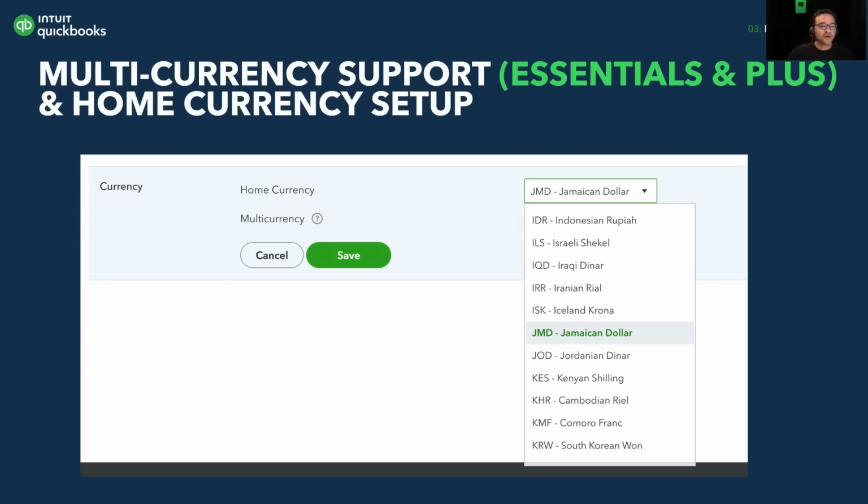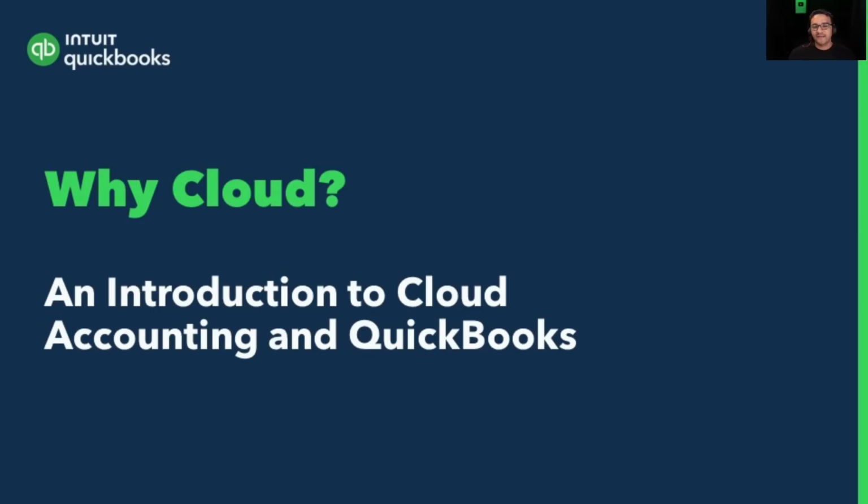Now, for multi-currency, really important: multi-currency only works in the Essentials and Plus editions. You are going to have to pick your home currency. So whatever home currency you want the reporting to be, most of the time it's the home currency of the country where that business resides. And once you turn on multi-currency, QuickBooks will automatically convert all of that for you. Now let's jump onto QuickBooks Online. Let's do a demo and walk you through all the things it can do.